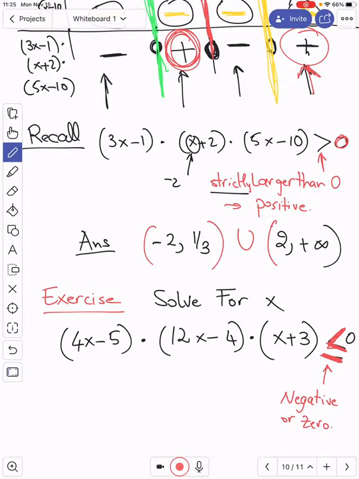Because he got positive infinity at the end. I got negative infinity at the beginning. Yeah, that's the right answer. I think it should be negative infinity, -3, right? And then 1/3, 5/4, right? That's what you got, right? That's the right answer. I got negative infinity, -3, and 5/4, 1/3.